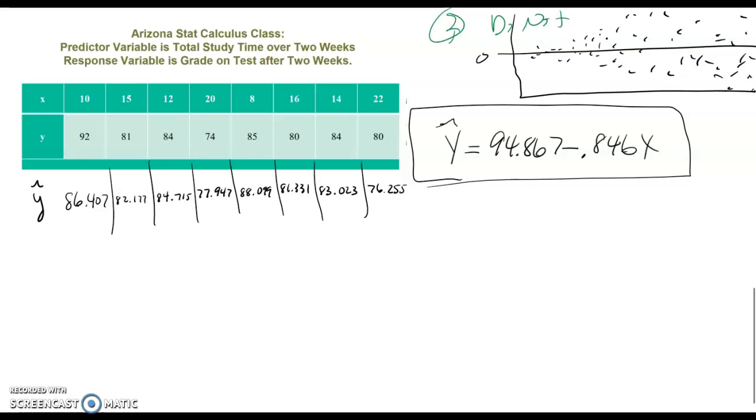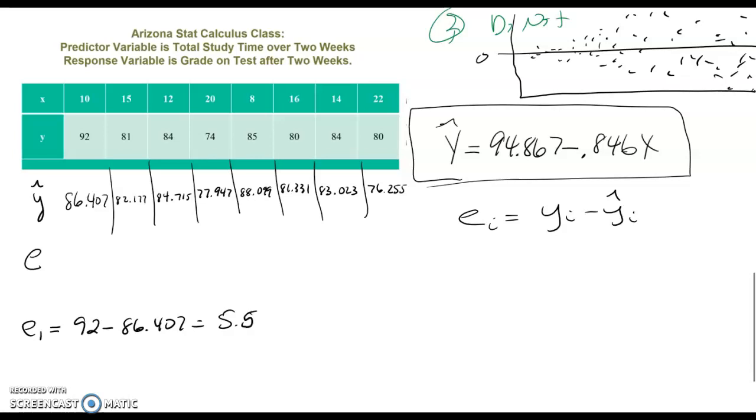From there, we are going to find our E values. Now you are not going to find this particular formula on your formula sheet, I don't believe. So you have to know that your residual values are the raw data minus the value you get when you plug it into the regression equation. So for E, the first one, E sub 1, is going to be the raw data 92 minus 86.407. And we get 5.593.